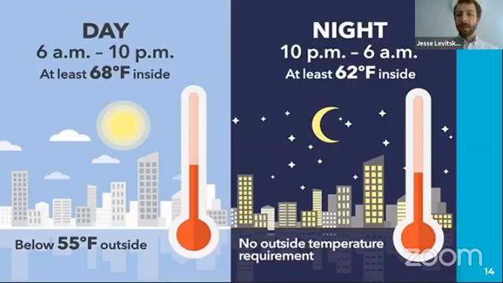And during the night, they have to bring it up to at least 62 degrees inside, and it doesn't matter what the temperature is outside. If you think that your landlord is failing to provide heat, I would call HPD immediately and schedule an inspection to confirm that, especially during that key heat period. The specific months are October 1st to May 31st.